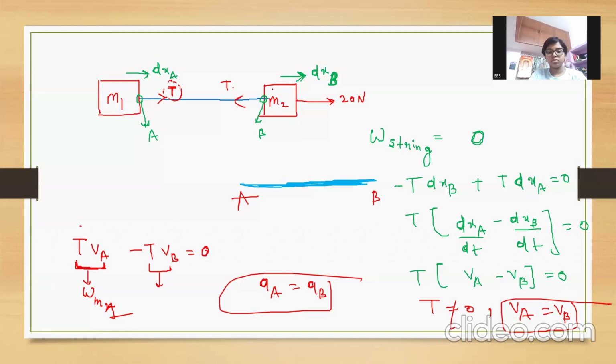So we can say net work done by the string on these two blocks will be 0. Net work done is 0. Net power supplied by the string is 0. Clear? Power formula is what? Power is work by time. And work is force into displacement. And force into displacement by time is force into velocity.